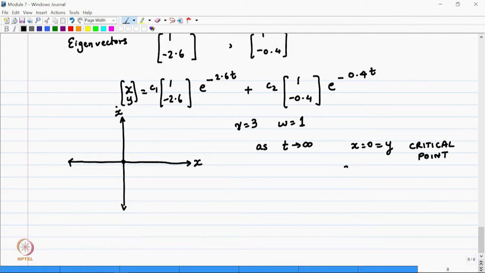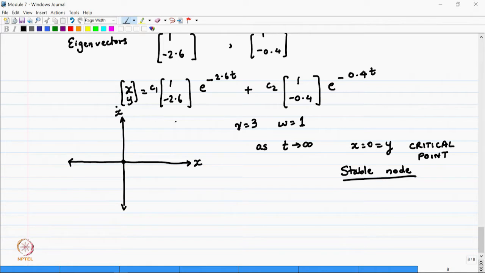You can see that it's called a stable node, because once you reach that point, there is no more evolution of the equation. For whatever value of C1 and C2 you take, it will always end at that. Now, you can ask the question, how does it approach this stable node? How do the solutions go to this?